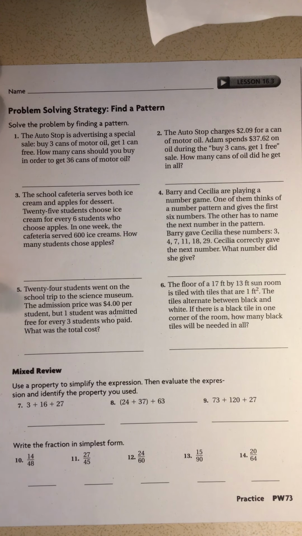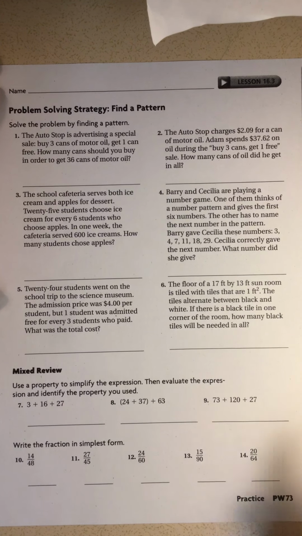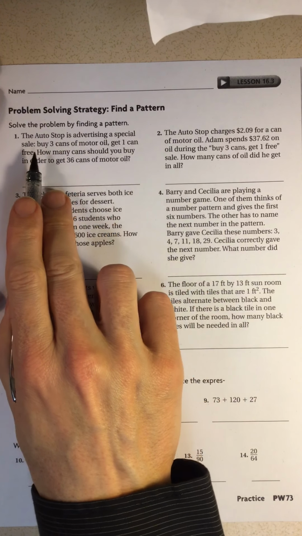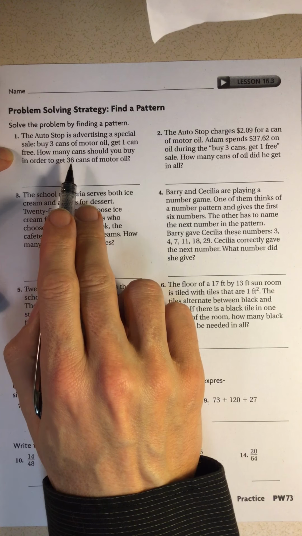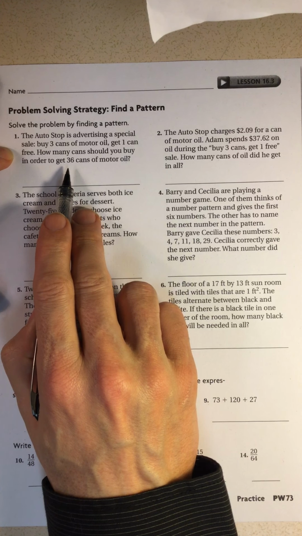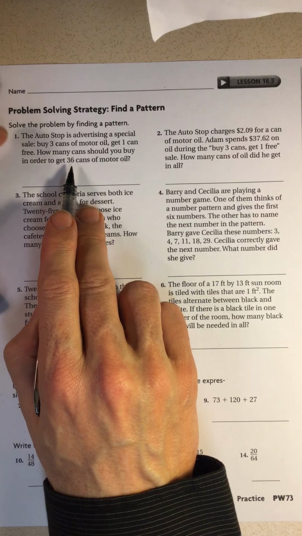All right, these are not really easy, so I'm going to help you with this. Okay, an auto stop is advertising a special sale. Buy 3 cans of motor oil, get 1 can free. How many cans should you buy in order to get 36? Well, some of those are going to be free.